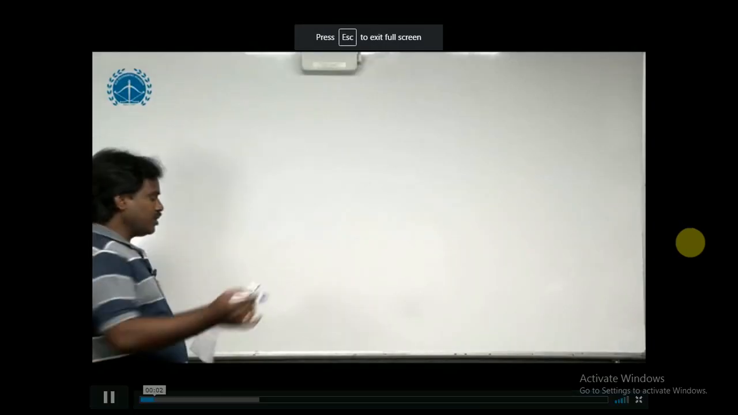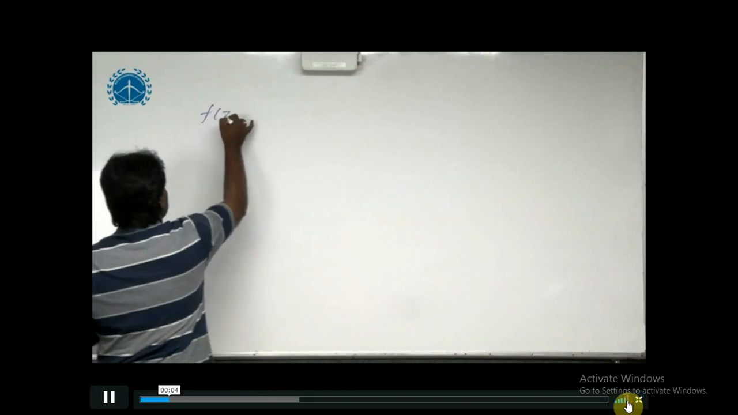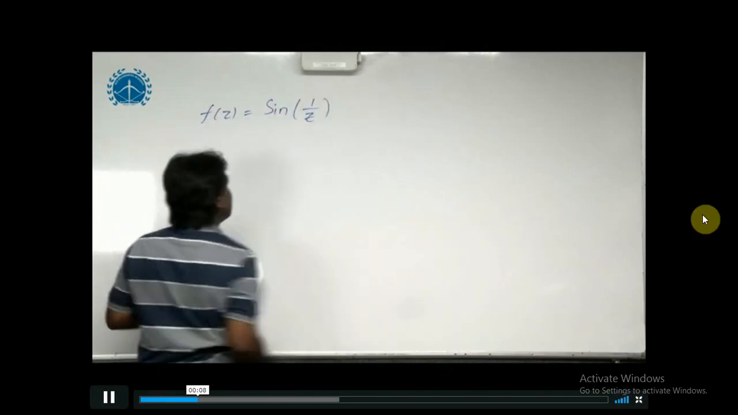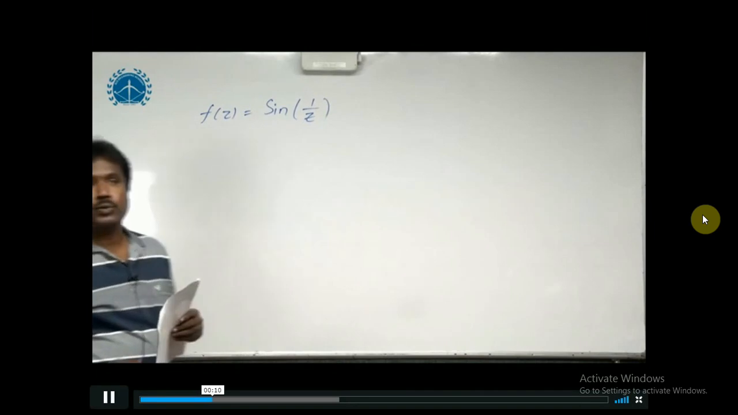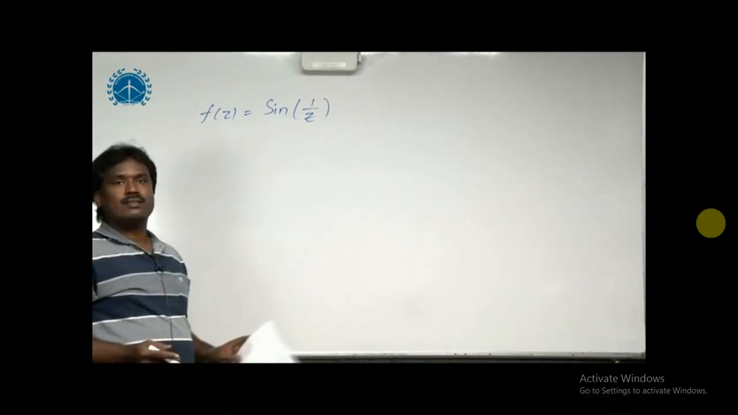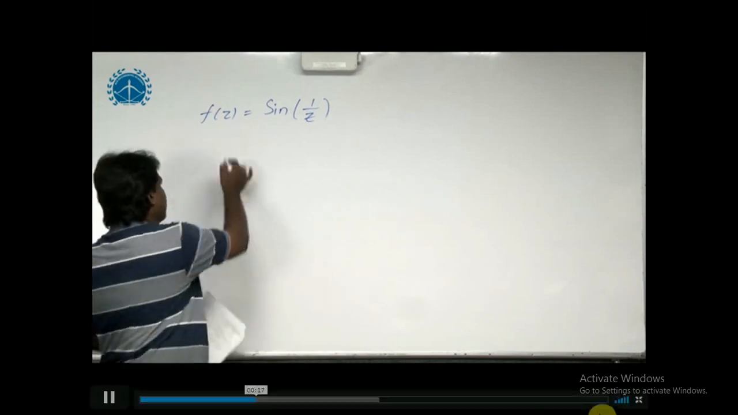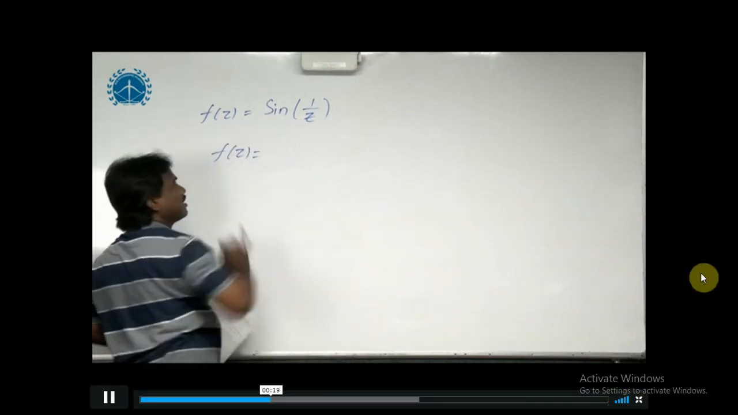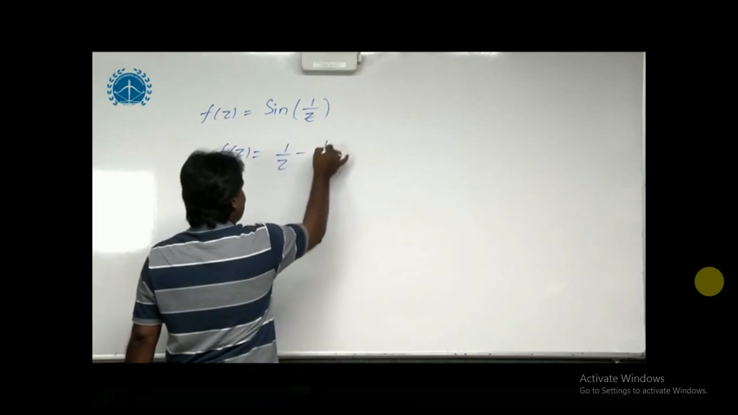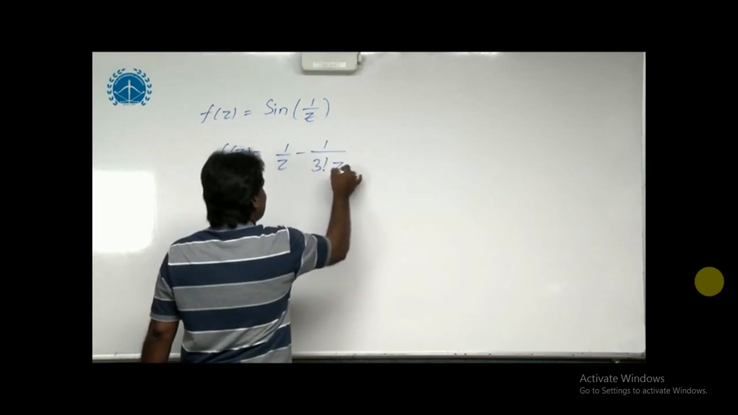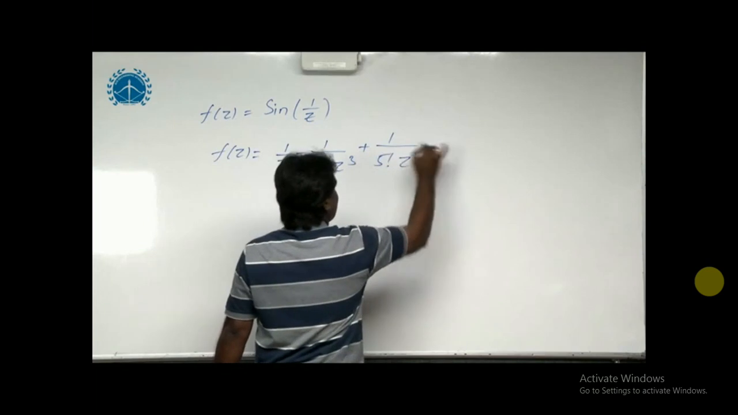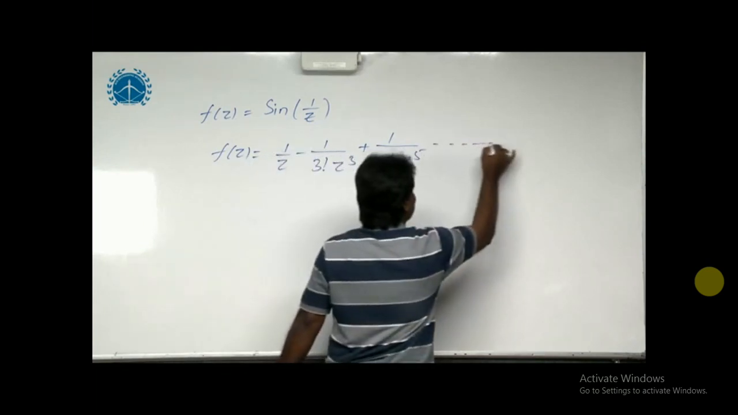The residue of f of z is equal to sine of 1 by z. But residue is the coefficient of z power minus 1 in the Laurent series of f of z. So therefore expand the sin x expansion. Sin x expansion is x minus x cube by 3 factorial plus x power 5 by 5 factorial minus etc.